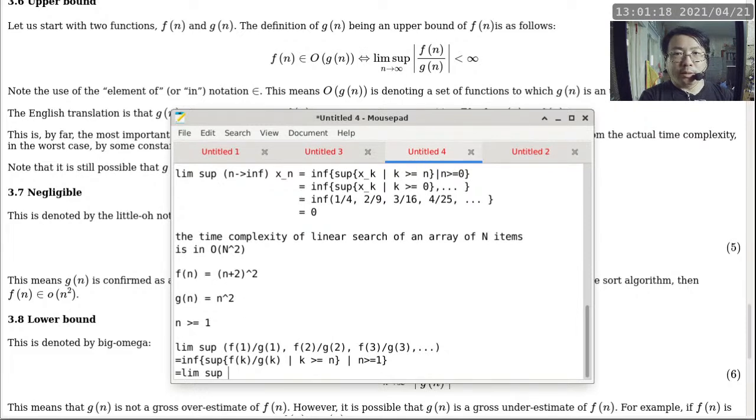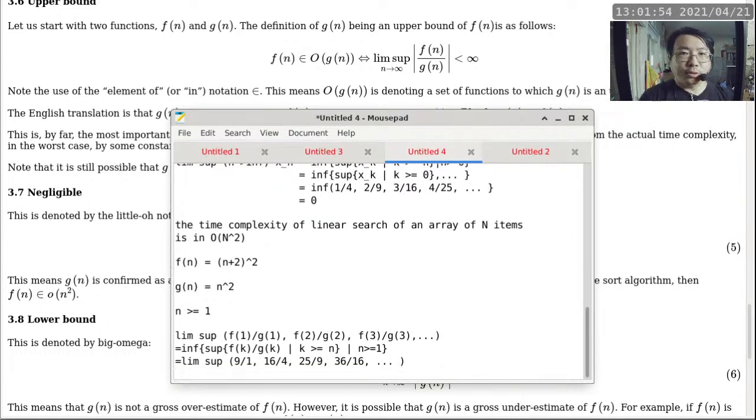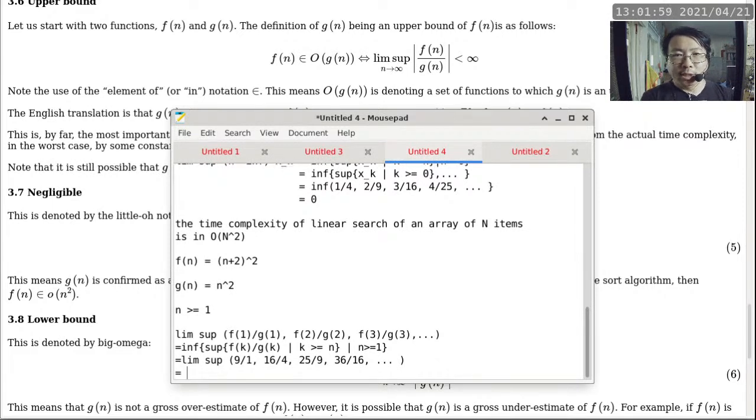Alright, so we'll spell out a few terms just so that we have real numbers to work with. When n equals 1, then we have 9 divided by 1. When n equals 2, we have 16 divided by 4. When n equals 3, we have 25 divided by 9. When n equals 4, we have 36 divided by 16, and so on. So if I ask you, what do you think is... Yep, Aiden's got it. It's just 1.